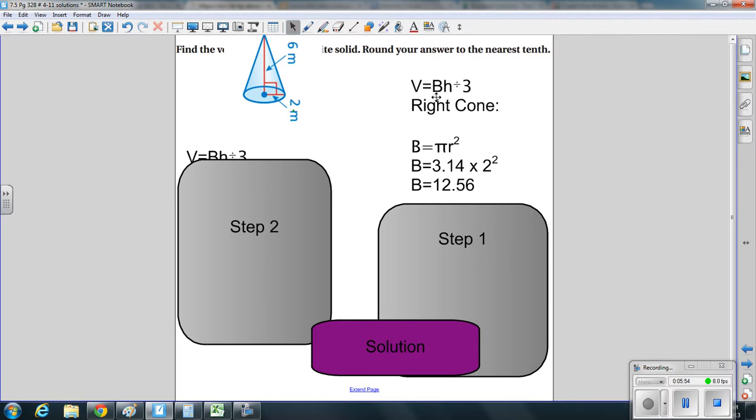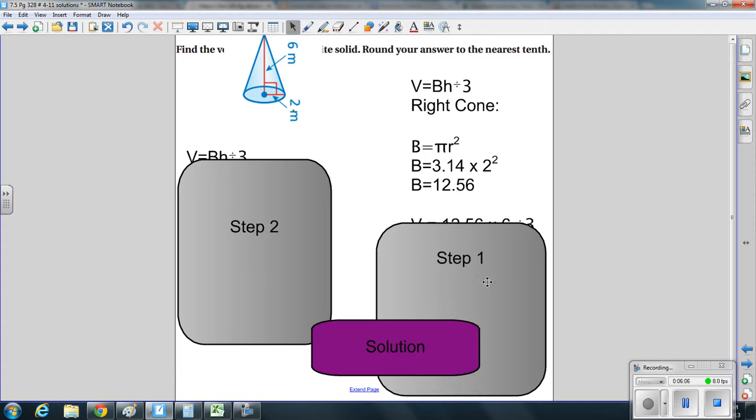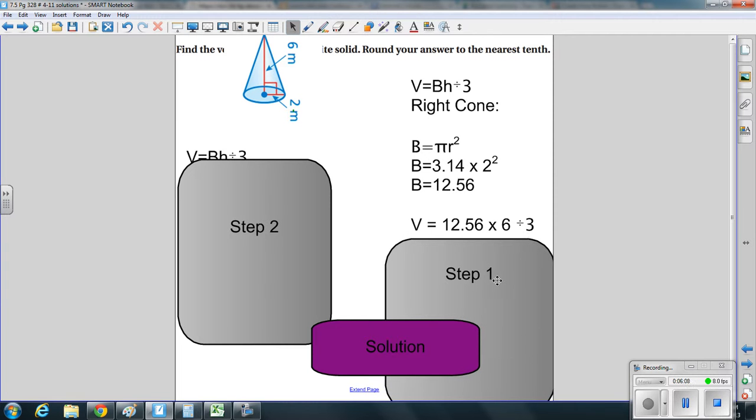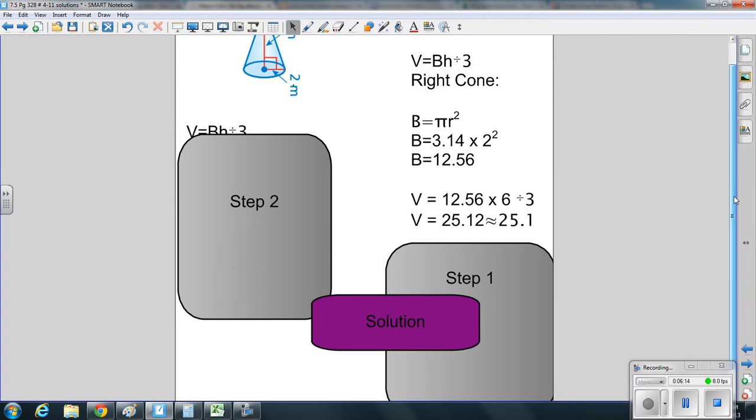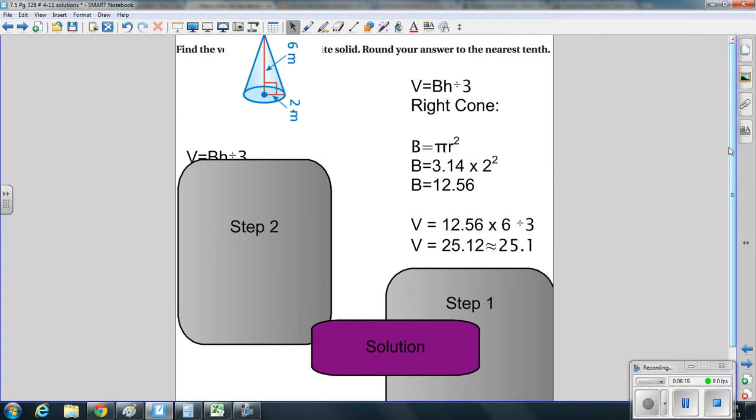That's the B part of the formula. Now we're going to take 12.56 and multiply it by the height, which is right here, 6, and then take that solution and divide it by 3. So 12.56 times 6 divided by 3. And if you plug that into your calculator, you get a grand total of 25.12, or to the nearest tenth, 25.1. Any questions? Please ask.